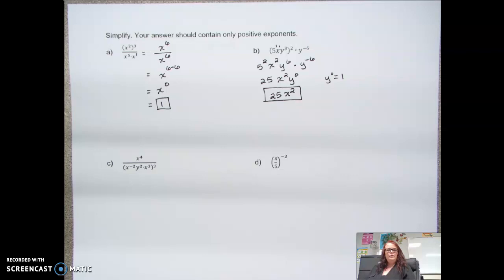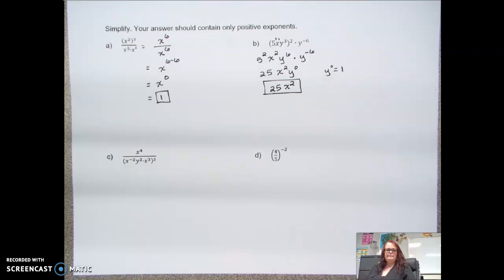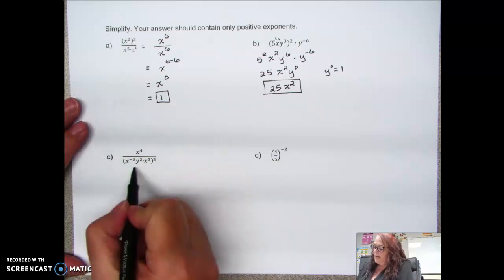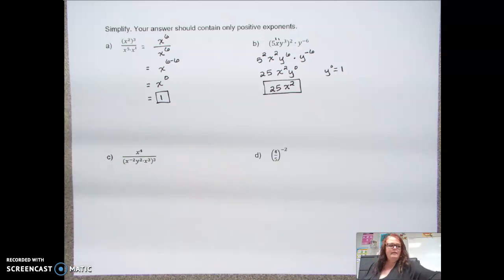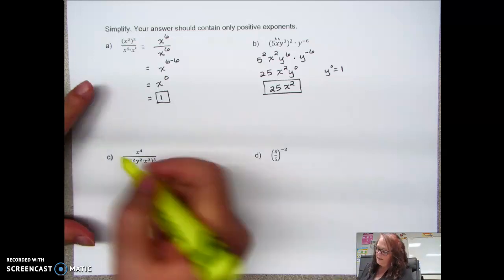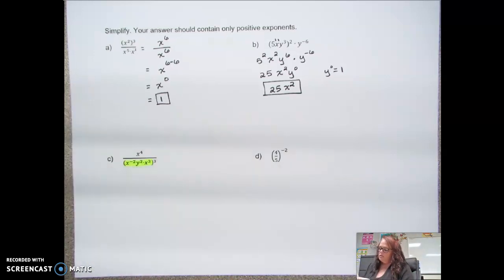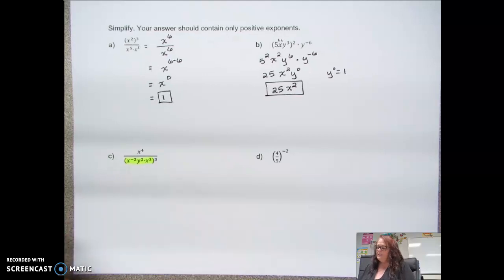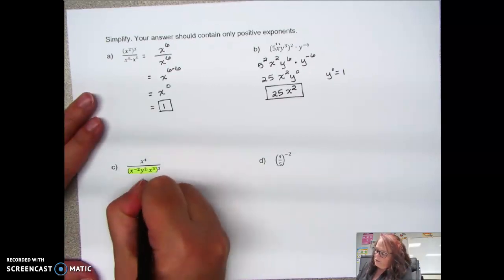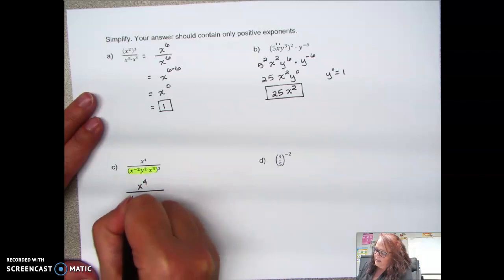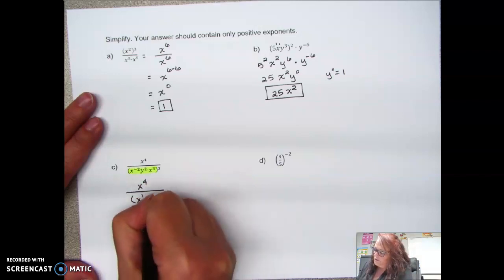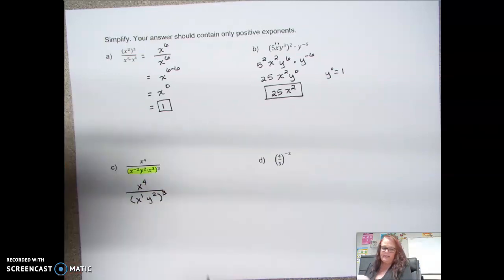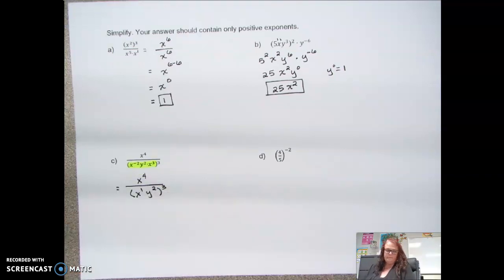So pause the video for a moment and see what you can do with C. So on this one, I'm going to simplify what's inside my parentheses before I try to do anything else. So you'll notice I have an x to the negative 2 and an x to the positive 3. And so when I add those exponents together, I get an x to the first, a y squared, and then that whole thing is going to be cubed.